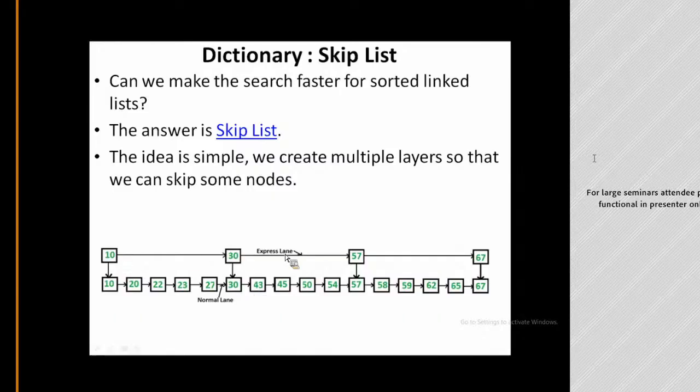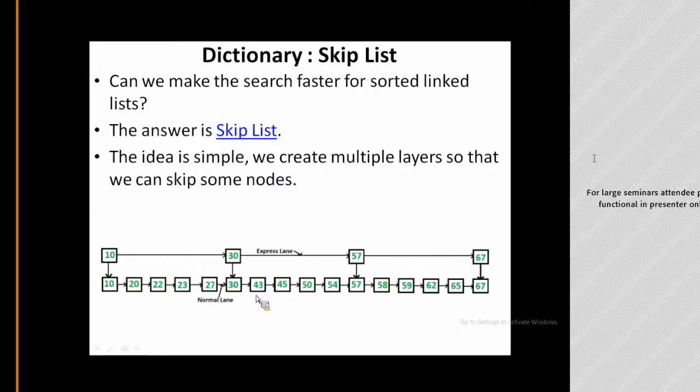The other way is to have an express lane. First, I come to 10. Is it 43? No. Then I ask the next node for its value. It is 30. It is not 43, so I go to the next. It is 57. Since it is crossing 43, I come down from here. With that, instead of going 1, 2, 3, 4, 5, 6, I have just tested 3. So straight away, I have reduced the number of searches from 6 to 3.